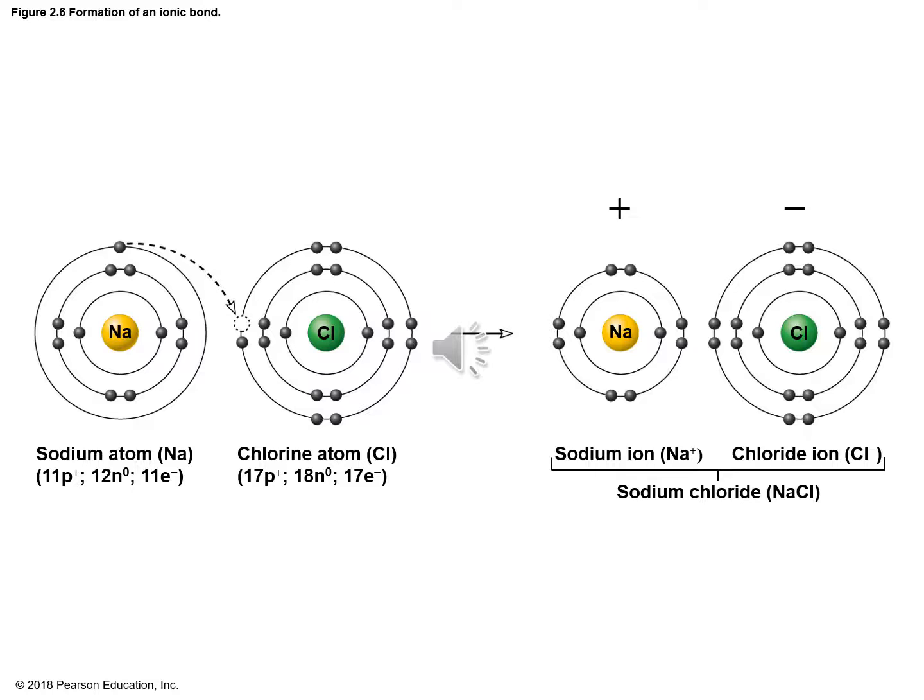But once that was done, now sodium has 1 less electron, so it becomes a positive cation, and chloride has 1 extra electron, so it becomes a negative anion. Now that these things, they're called ions now because they have a charge, now they have opposite charges and they're drawn to each other, and we call that sodium chloride or salt, table salt.